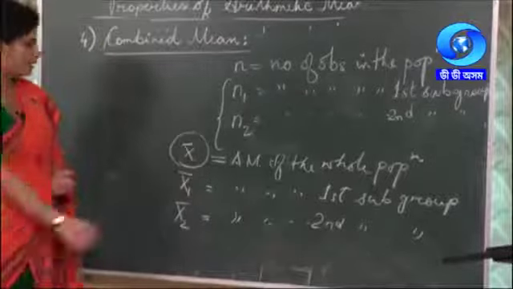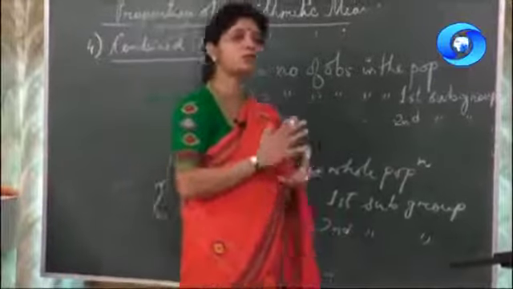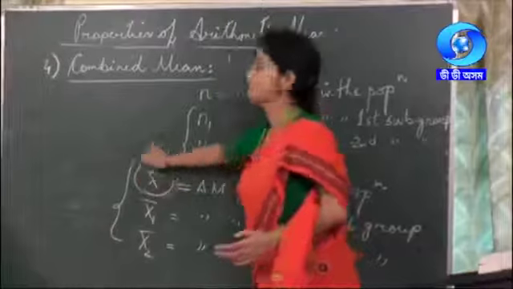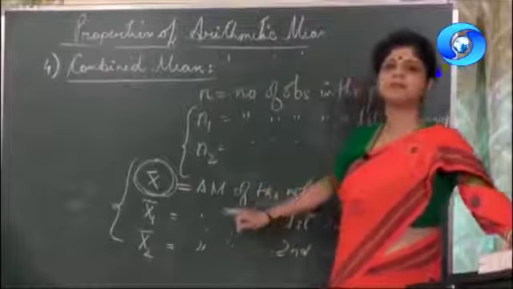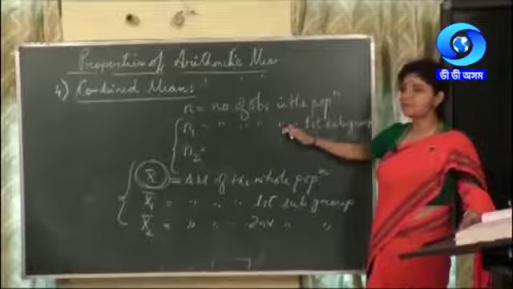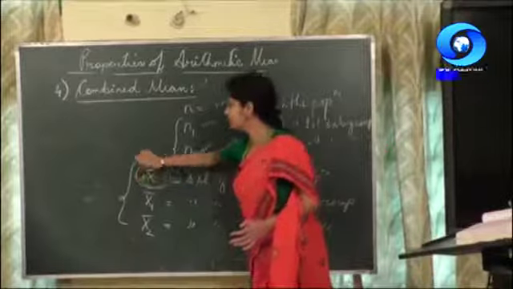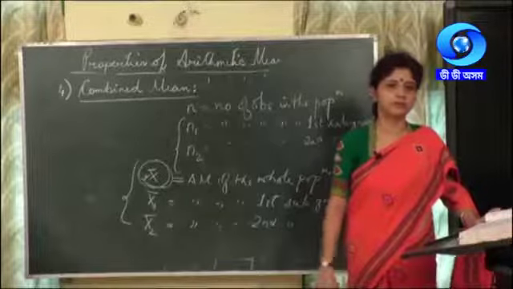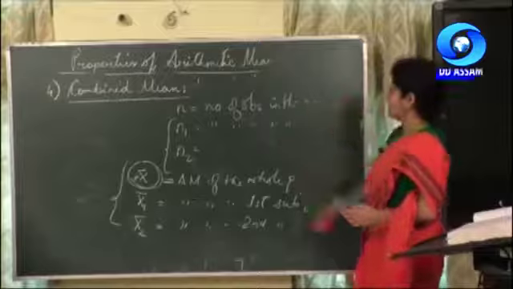All right, now with this much of information we should be able to find the combined mean sometimes when this is not given to us. If we have the values for x1 bar and x2 bar, that is, we know about the mean of the subpopulations or subgroups, and now we are interested in finding the arithmetic mean of the entire group taken as a whole.